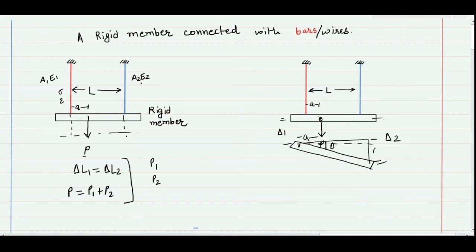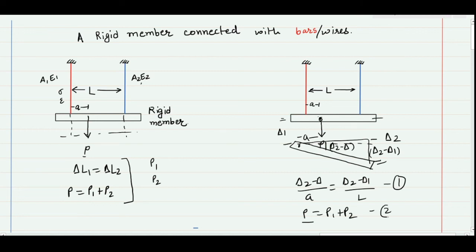This length will be what? This length will be del 2 minus del 1. And this length will be what? This will be del 2 minus del. So using these two and the property of this triangle, I can write that del 2 minus del, divided by A, is going to be balanced by del 2 minus del 1 divided by L. So this will be my first equation. And from the force balance, again, I will get that P1 plus P2 will be equal to P. So this is my second equation. Considering these two equations, I can get the unknowns for the second case.